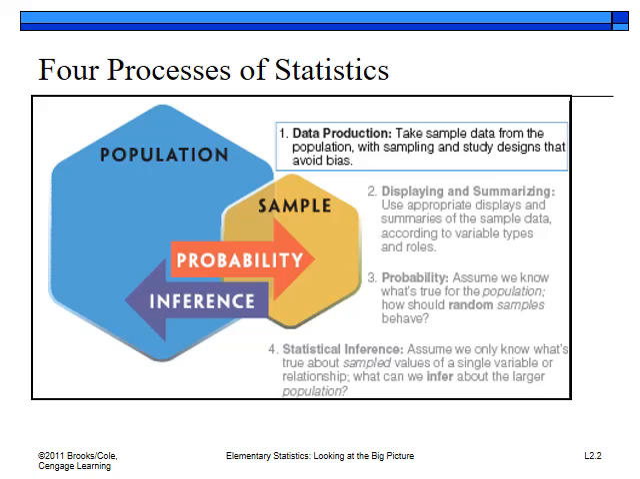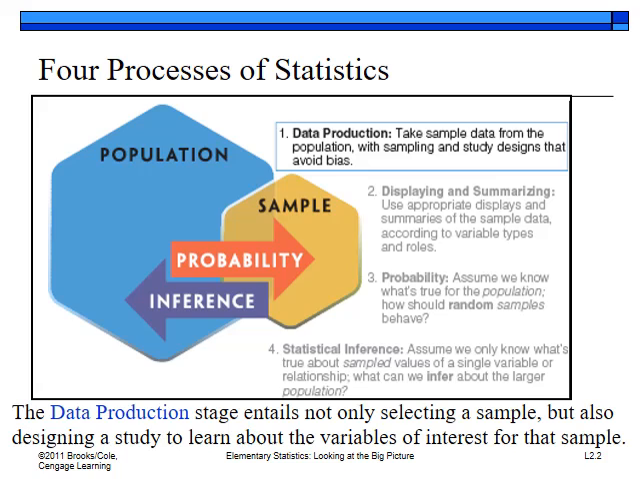What we're covering today falls under the first of the four processes of statistics. It's important to note that not only does this process involve selecting a sample, but also appropriately designing a study. Today we're going to talk about ways that we can avoid some common mistakes that people make when designing studies.